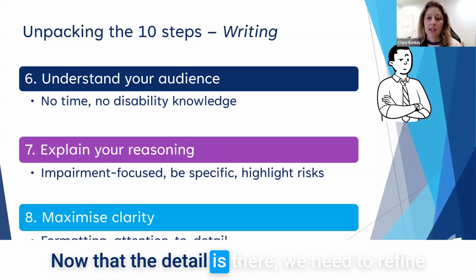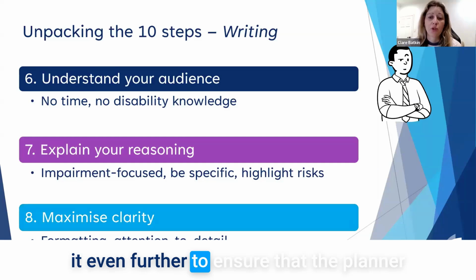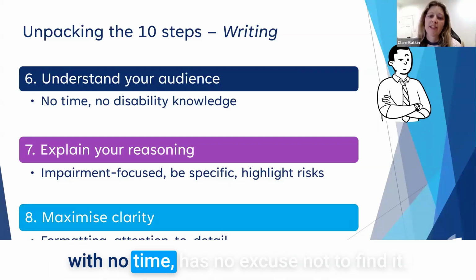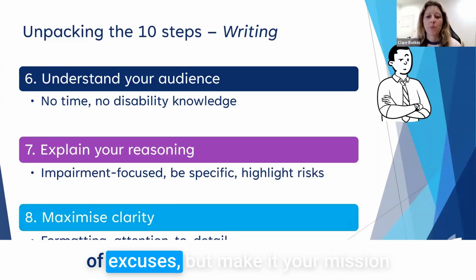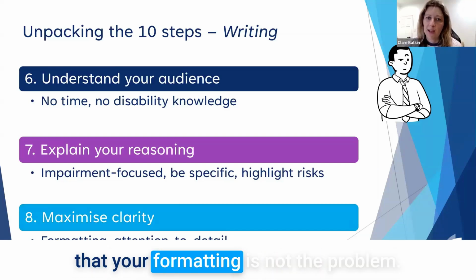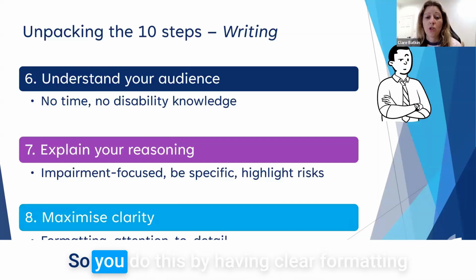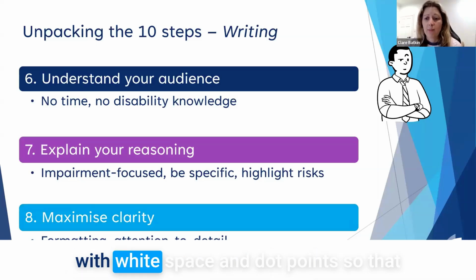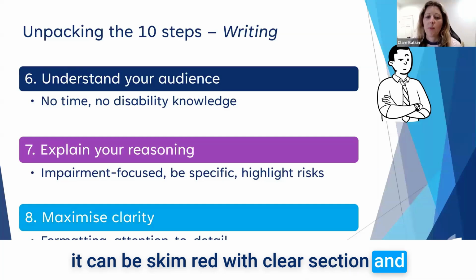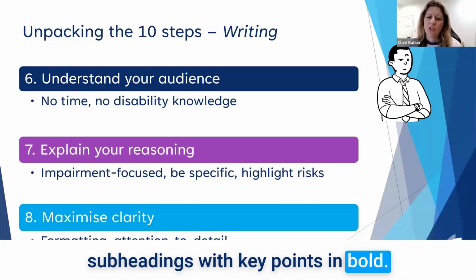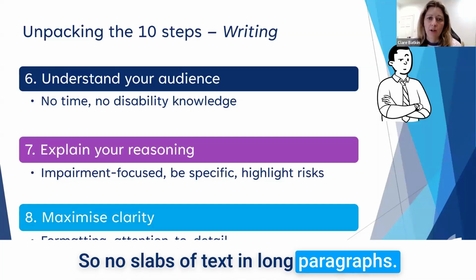Now that the detail is there, we need to refine it even further to ensure that the planner with no time has no excuse not to find it. And I know they'll always have plenty of excuses, but make it your mission that your formatting is not the problem. So you do this by having clear formatting with white space and dot points so that it can be skim read, with clear section and subheadings with key points in bold, so no slabs of text in long paragraphs.